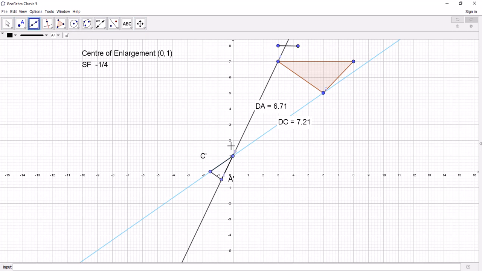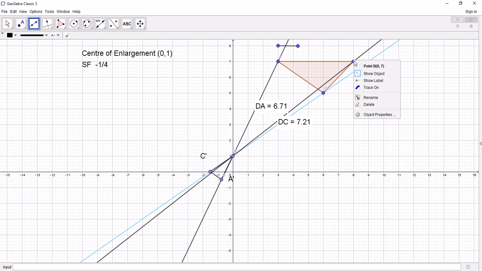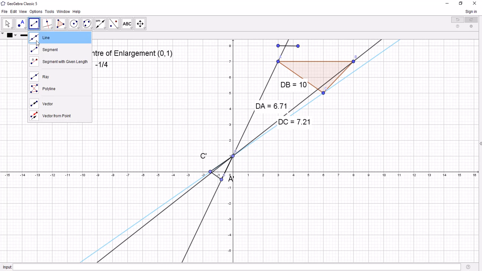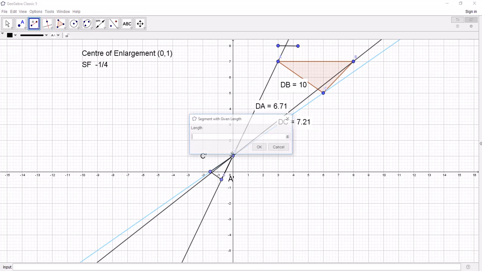So let's create another line from our centre of enlargement to B, and we're going to measure the distance between our centre of enlargement and B, which gave us 10. So a quarter of 10 is going to be 2.25. No, sorry, 2.5, what am I saying? So now we need to create a line length from D with a line length of 2.5. Okay. So, it's going to go down this line and it's 2.5.